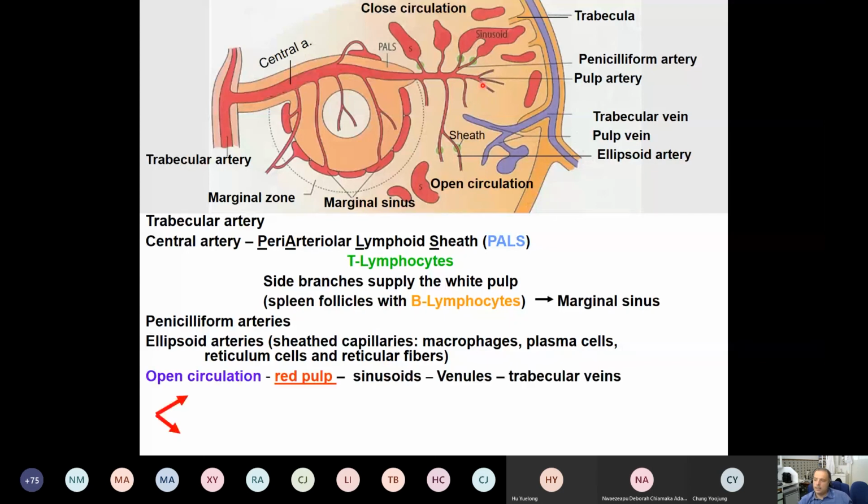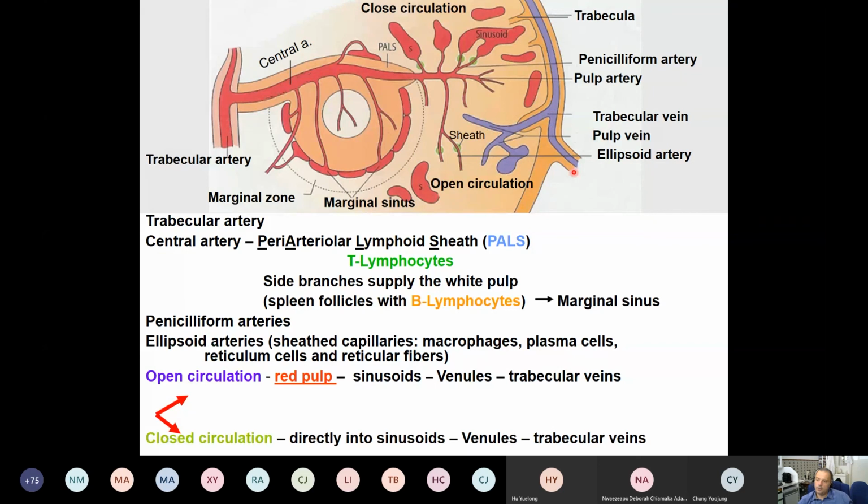Option one is that they are discontinuous and the blood exits the vascular space and it is drained into the red pulp outside the blood vessels. And finally, it is collected by sinusoids and it's drained into trabecular veins.